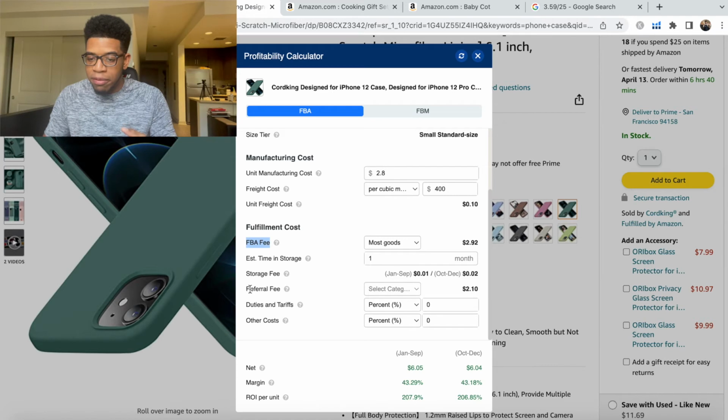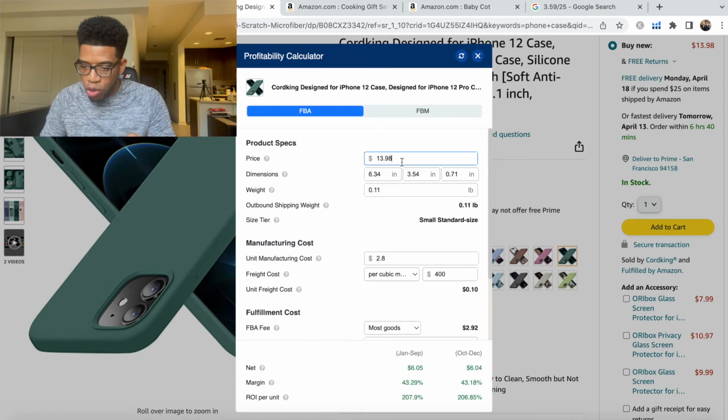So we have, once again, the FBA fee, and we have the referral fee. They even give us the storage fee and the time in storage. Let's say you want to be in storage for a month before you keep rotating your items, they can give you a charge for that as well. So if you scroll all the way up, we have the price of the item. This price on Amazon is $14, and we have these specific dimensions.